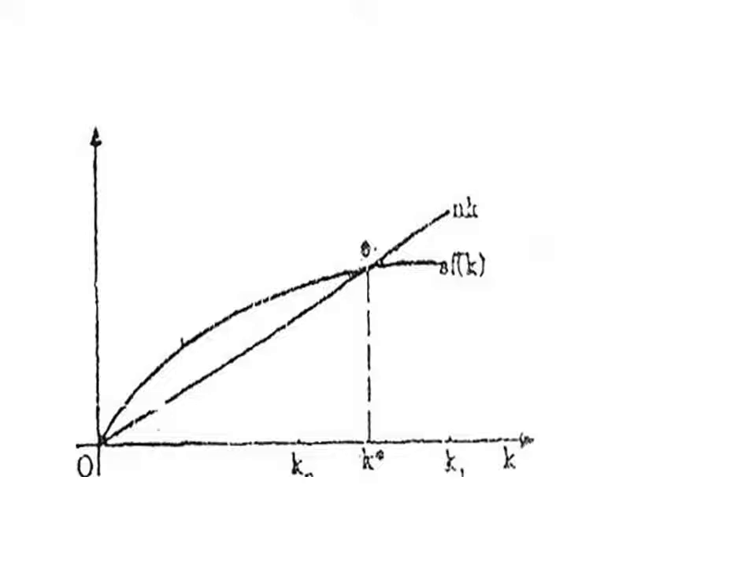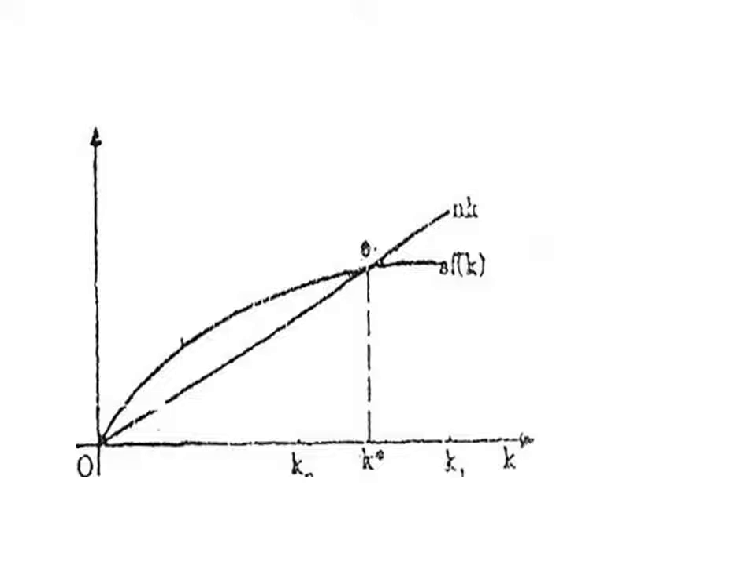On the x-axis, the points are K0, K star, K1, K2, etc. The figures are not very clear. The straight line is nk, the curve is s f of k, and the intersection point is E. The points represented on the horizontal axis are K0, K star, K1, K2. Please draw it in your book, notebook or rough paper.